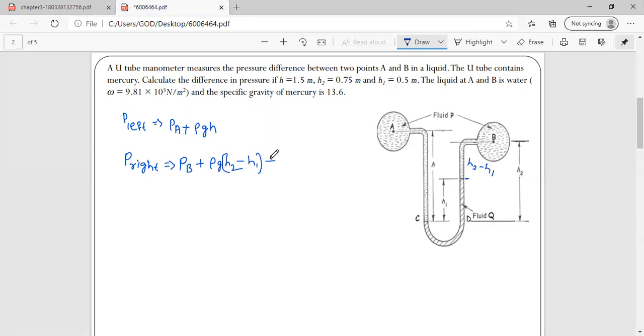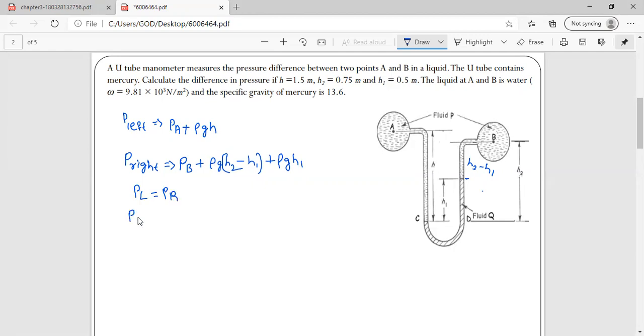Now what is the remaining fluid? That is the manometric fluid. We have mercury. What height does it have? H1 height. So that is rho g into H1, and it is also plus. Now equate both the equations, that is, the pressure in the left limb equals the pressure in the right limb.